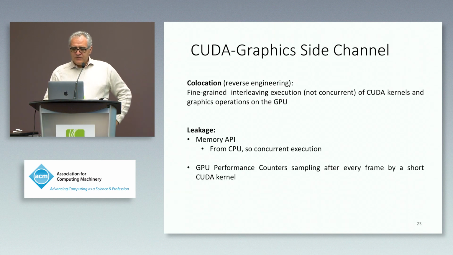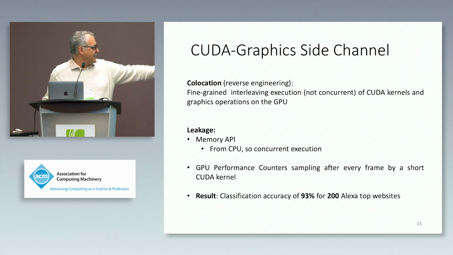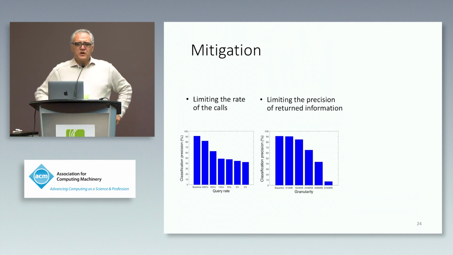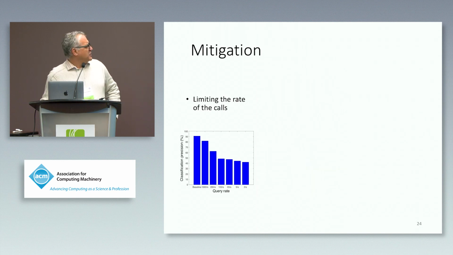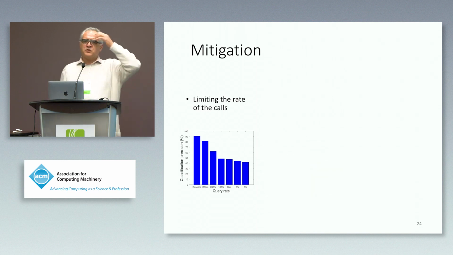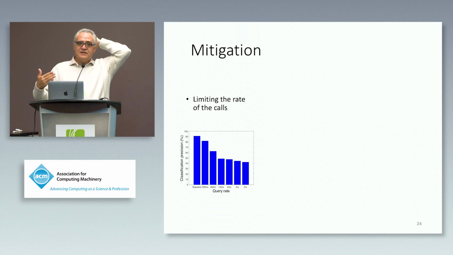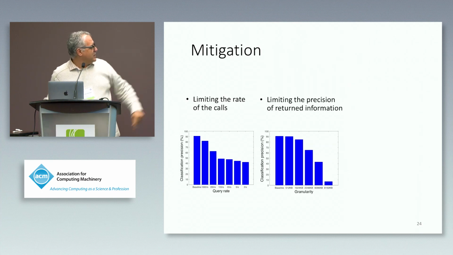Okay, so we did also a CUDA graphics side channel, similar results, very high accuracy on website classification. So as far as mitigation, it's sort of less interesting, I think. We focused on similar resource API channels, and the idea there is you reduce the precision that the attacker has. So we either limit the rate of how often you can get these values, or we limit the precision of these values. And you can see what happens to the precision of, I believe this is the website fingerprinting attack.